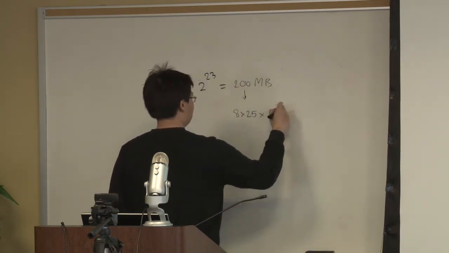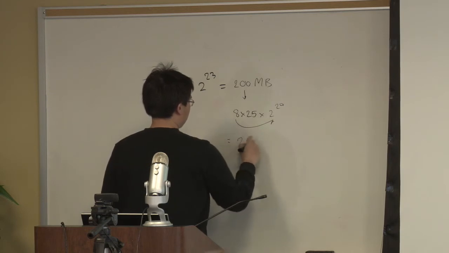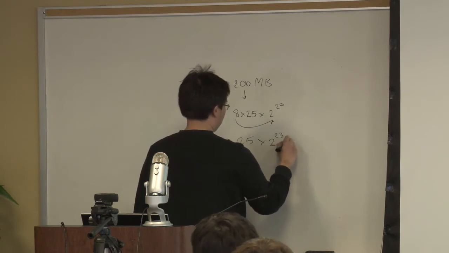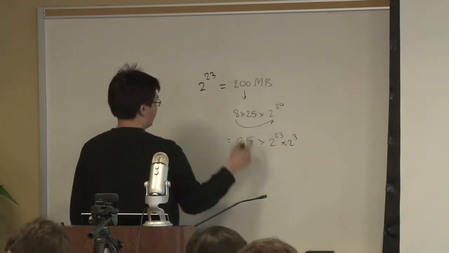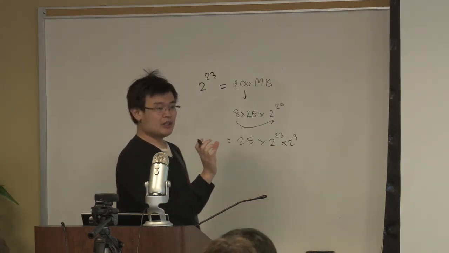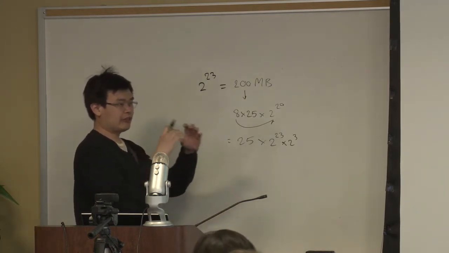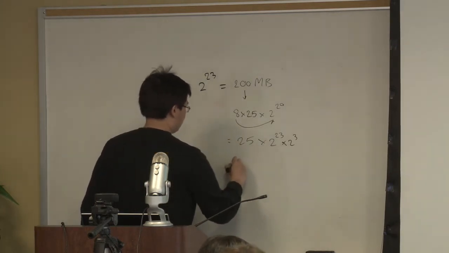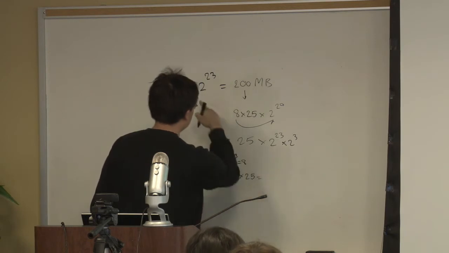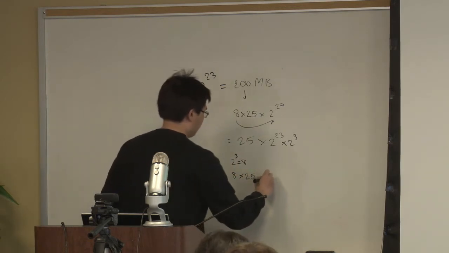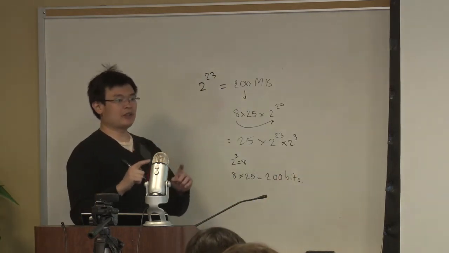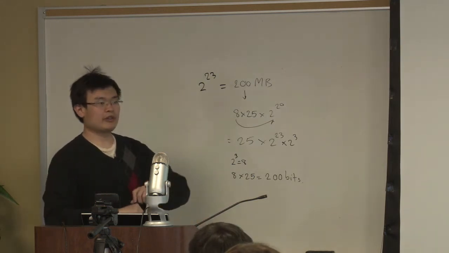My bad. And this means it's 25 times 2 to the 23. And it's bytes, you want to convert it to bits, so you multiply by 2 to the 3. So what you get here is the size of each entry in the overhead for the directory is 2 to the 3, which is 8 times 25, equals that size, which means that you need 200 bits. And you need 1 bit for the presence bit. So that means you have 199 cores.